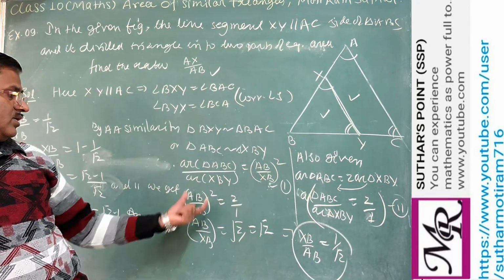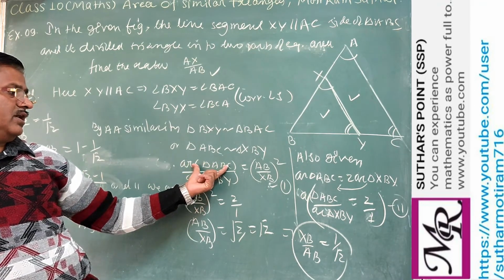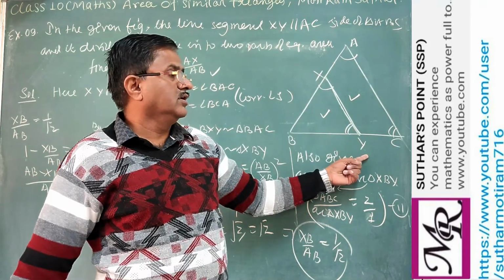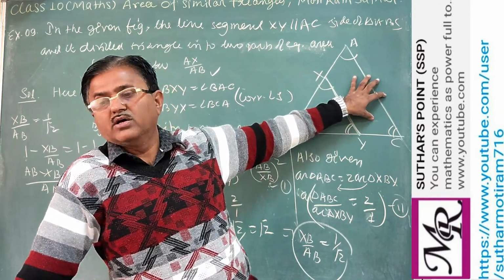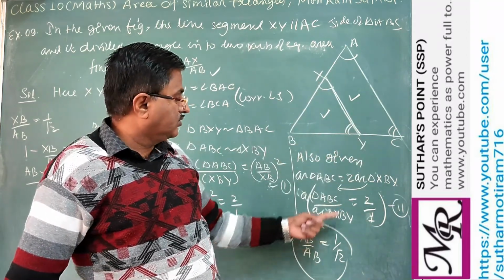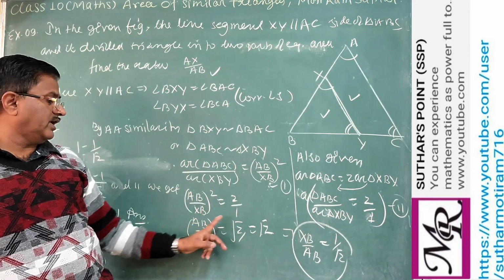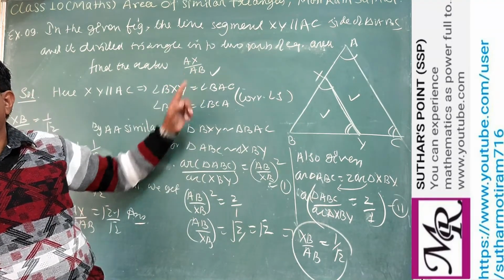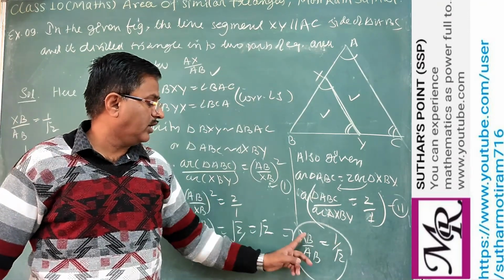Correct? Then we see this part is also given: the area of triangle ABC is twice the area of this triangle. Why? Because it is given XY divides it into two equal parts, so the areas of this small triangle and this part are equal. So whole area of triangle ABC equals twice the area of XBY, that is 2 by 1. So here we put this 2 by 1. Taking square root on the right side, we get root 2. So we get the ratio of AB upon XB, but we need AX upon AB. So further we solve, interchanging the numerator and denominator, 1 upon root 2, XB upon AB.